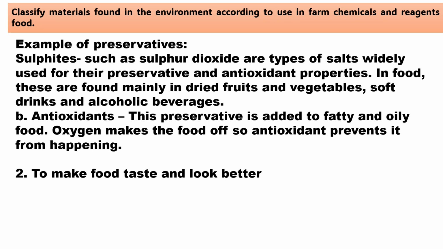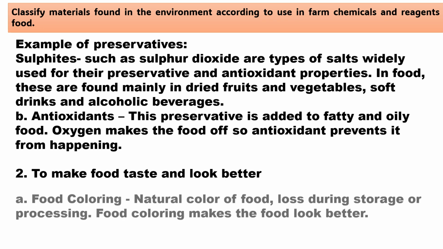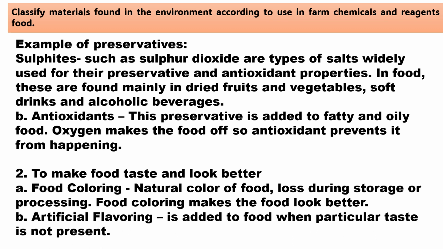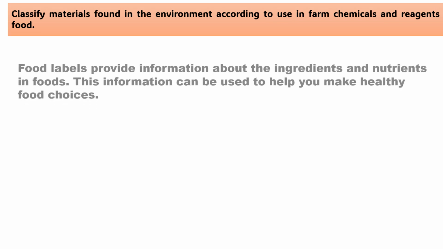To make food taste and look better: food coloring. The natural color of food is lost during storage or processing. Food coloring makes the food look better. Artificial flavoring is added to food when a particular taste is not present.